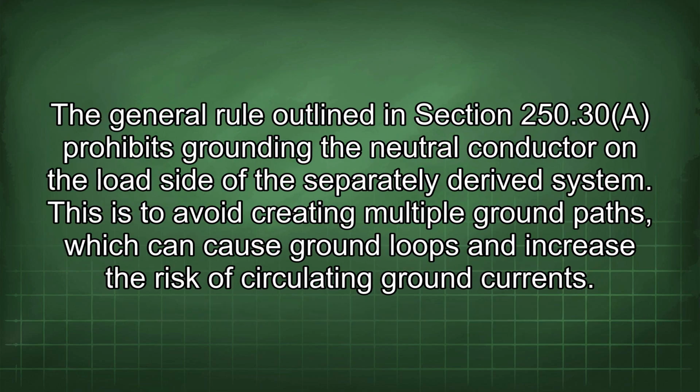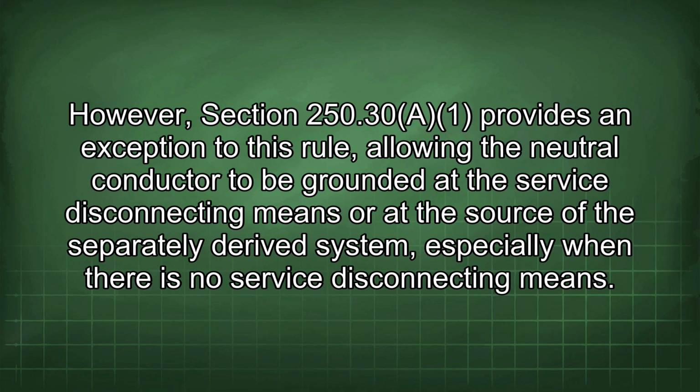The general rule outlined in Section 250.30 prohibits grounding the neutral conductor on the load side of the separately derived system. This is to avoid creating multiple ground paths, which can cause ground loops and increase the risk of circulating ground currents. However, Section 250.30(A) provides an exception to this rule, allowing the neutral conductor to be grounded at the service disconnecting means or at the source of the separately derived system, especially when there is no service disconnecting means.